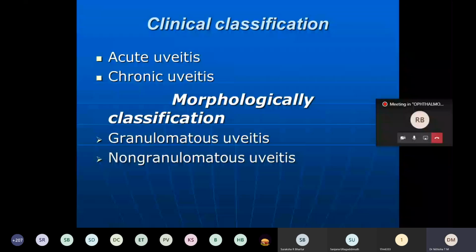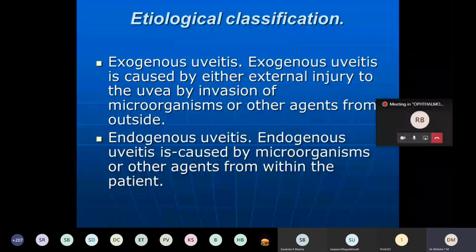Now, what is the etiological classification? Etiological classification can be divided into exogenous and endogenous. Exogenous uveitis can occur due to some external injury, a foreign body, or some organism which is coming from the outside. Endogenous uveitis is where uveitis is caused due to organisms from inside.